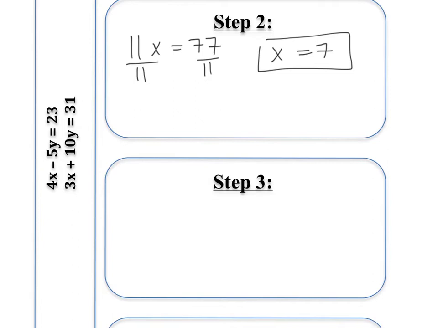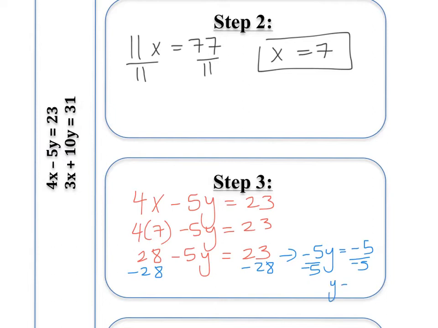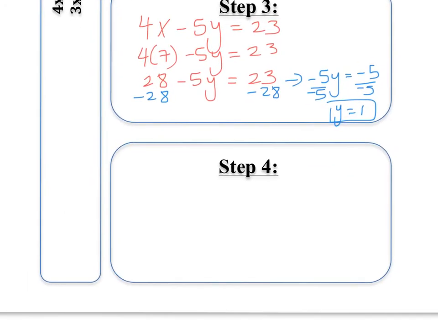So let's say you choose to plug it in the first, which is 4x minus 5y equals 23. So 4 times 7 is going to be 28 minus 5y equals 23. And then you need to subtract 28 from both sides. So you get that -5y is equal to -5. If you divide both sides by -5, you solve for y, which is 1 in this case. So my solution is 7, 1.